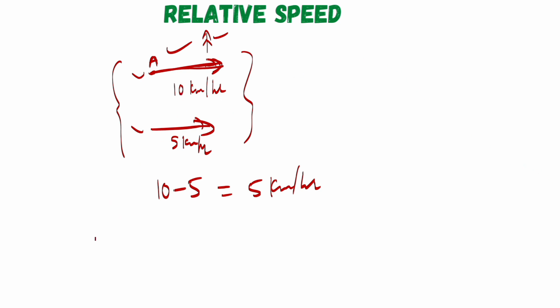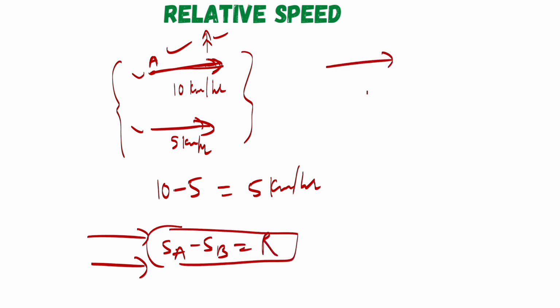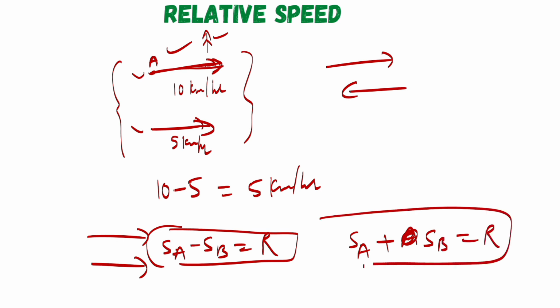So in this case both the bodies are in the same direction, so speed of A minus speed of B is the relative speed. What happens when both the bodies are moving in opposite directions? Then the speed of A gets added to the speed of B to find out the relative speed. So when two bodies move in opposite directions, the relative speed or the effective speed between the two bodies will be the sum of their respective speeds.